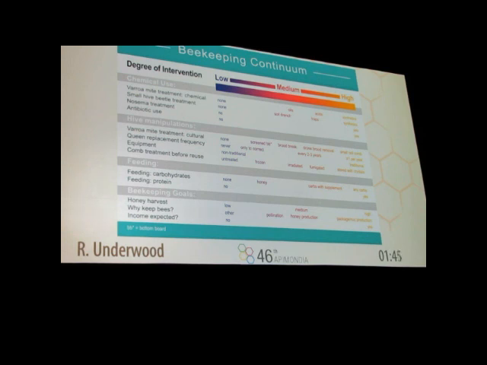Hi there, is this one? Hi. Hey, I'm from the USA. I'm from Charleston, South Carolina, and my bees survived the hurricane. Yay!